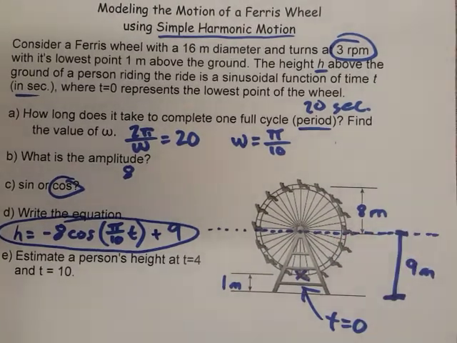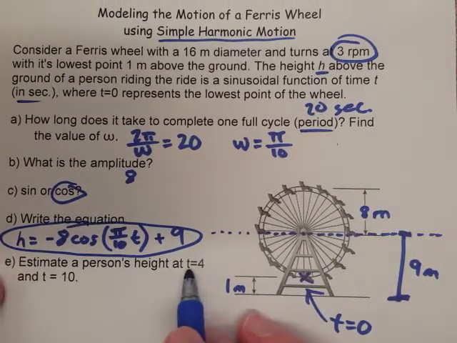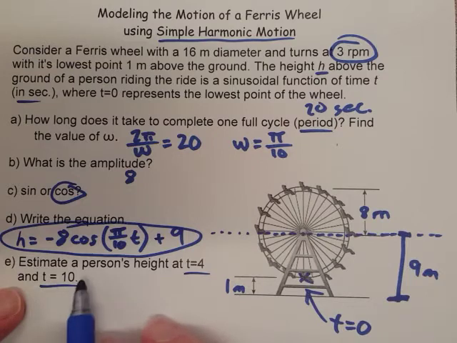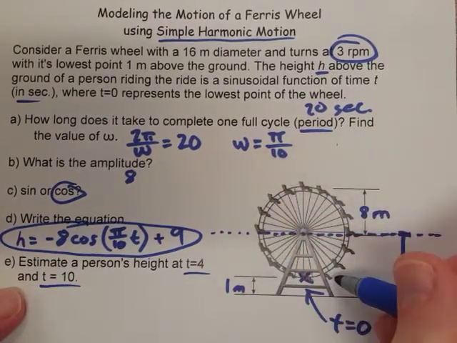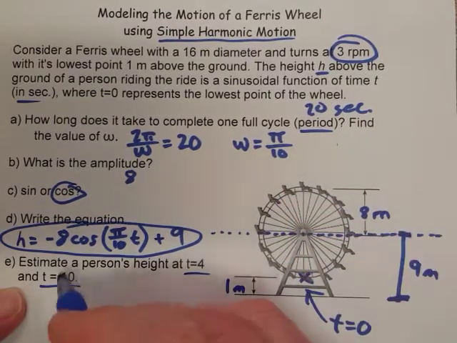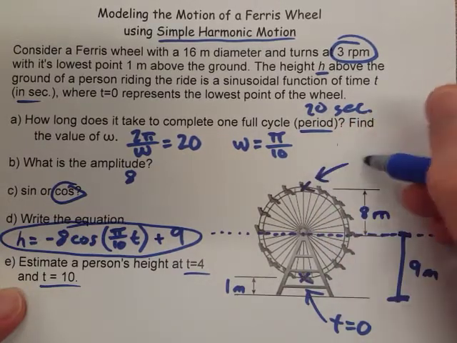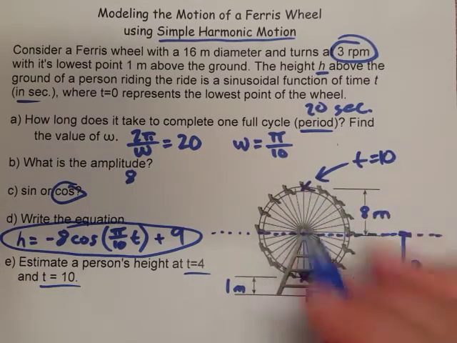Now the last question is to use the equation and figure out where we're going to be at certain times in the process. We'll come back to the t equals 4, but I just wanted to let you know about t equals 10 first, because we actually don't have to plug this in. We could just think about the fact that 20 seconds is all the way around. So if we're talking about 10 seconds, that's halfway around. This is where we'll be at with t equals 10, which is the very top of that Ferris wheel.